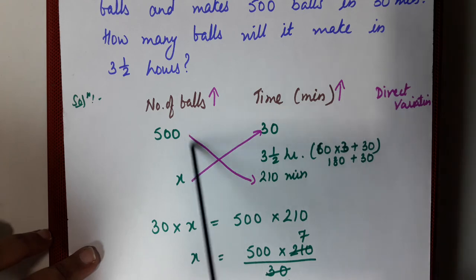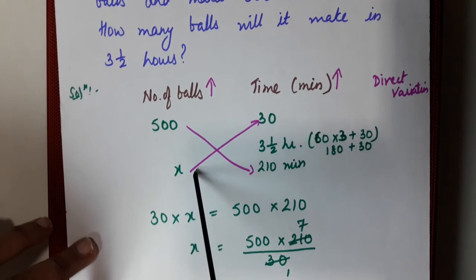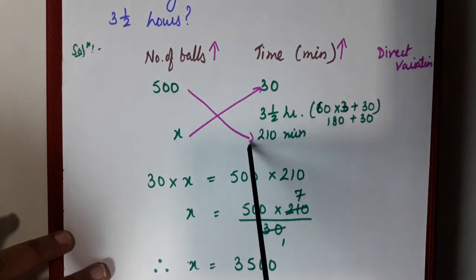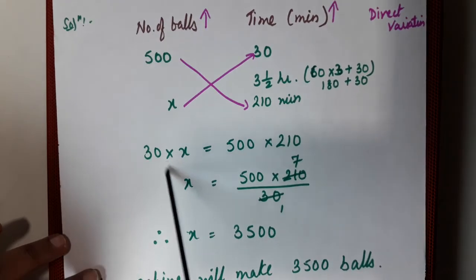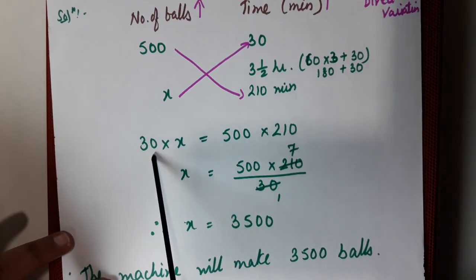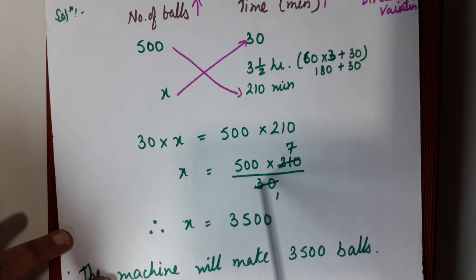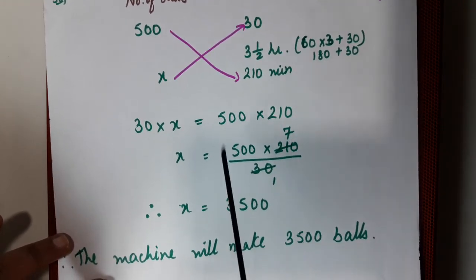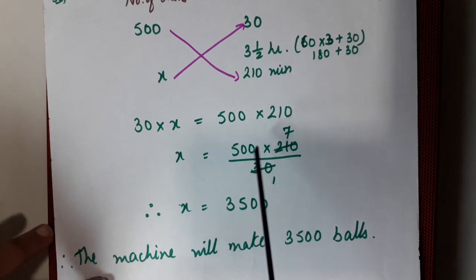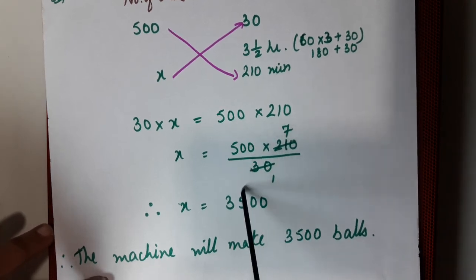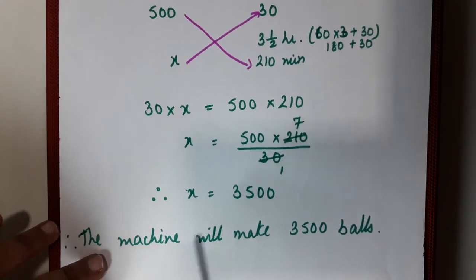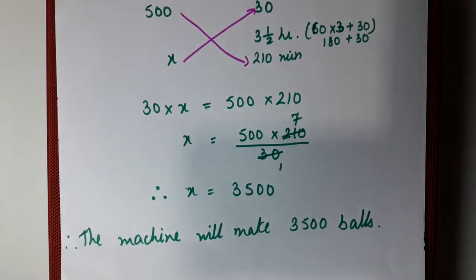Direct variation. Direct variation means do cross multiplication. So when you cross multiply, x into 30 equals 500 into 210. So take 30 to the other side, multiplication will become division. So when you reduce it, 3 ones are 3, 3 sevens are 21, 0 is 210. So just 500 into 7 are left, which is in multiplication. So 7 fives are 35 and the 2 zeros we just attach. So 3500 balls can be made by the machine in 3.5 hours.